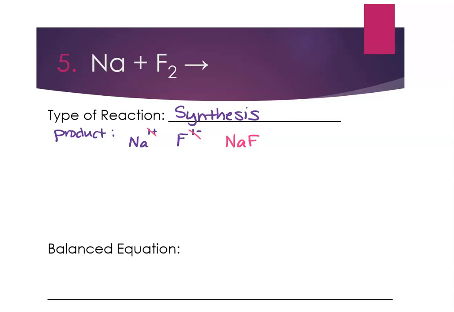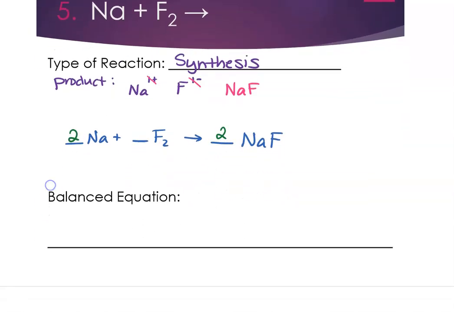Right, so now I'm going to rewrite this, and when I write it, I do have to put F2 because it's part of my reactants. So let's balance this. I have 2 F's here, 1 F here, so I put a 2. That gives me 2 Na, so I put a 2 here, and I'm done. So I get 2 Na plus F2 yields 2 NaF.